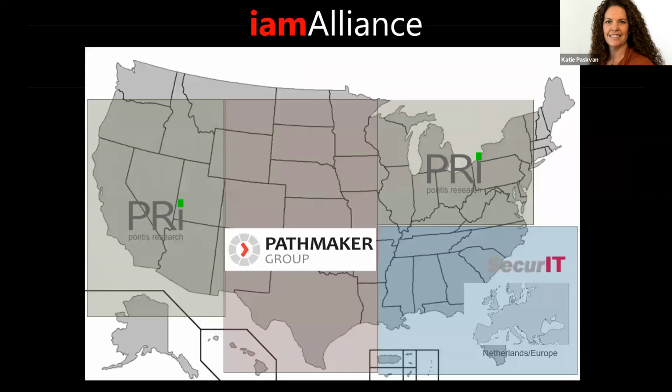Let me introduce the partners that are on the call today. We call this our Identity and Access Management Services Partner Alliance. Pathmaker Group, Ponus Research, and Secure IT have been working in this space for many, many years and have deep levels of expertise in identity and access management. That has been our focus from the founding of each of the companies. There's a wealth of knowledge, experience, and coverage across the United States. Pathmaker Group tends to focus in the middle of the US, Ponus Research on the West Coast and in the Northeast. Secure IT tends to focus in the Southeast, plus European coverage. If you like having a local person to speak with and meet with, we have representation across the US and even into Europe.